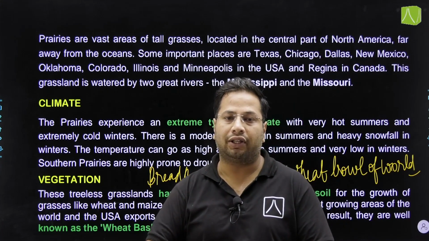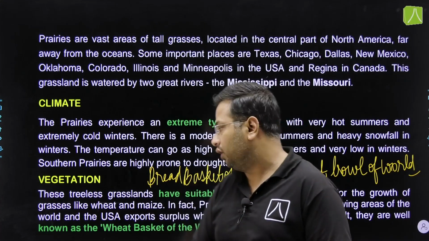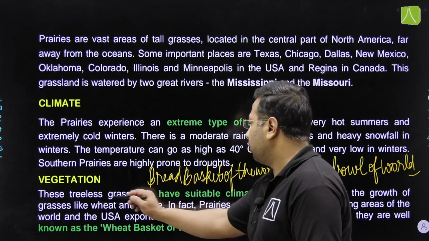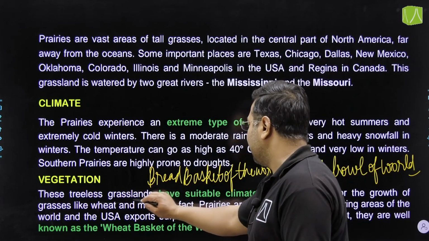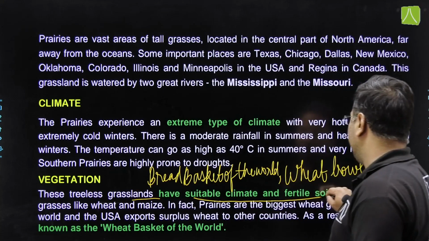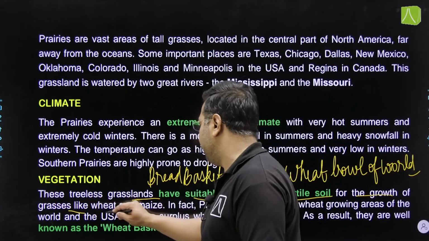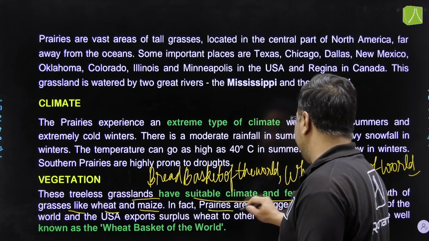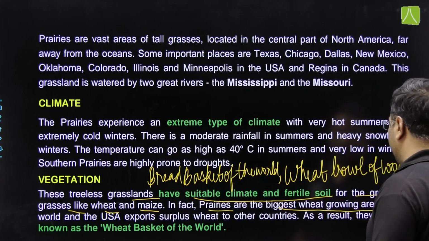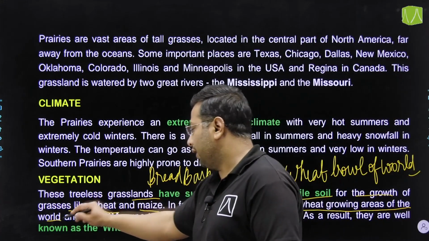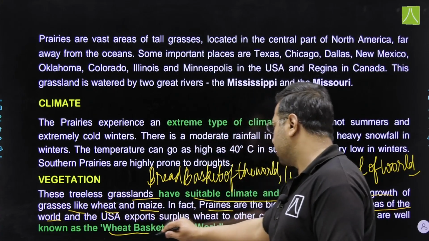Also corn is another crop which is grown here on a large scale. The treeless grasslands have a suitable climate and fertile soil for the growth of crops like wheat and maize. In fact, prairies are the biggest wheat growing areas of the world, and that is why they are also called the wheat basket of the world.